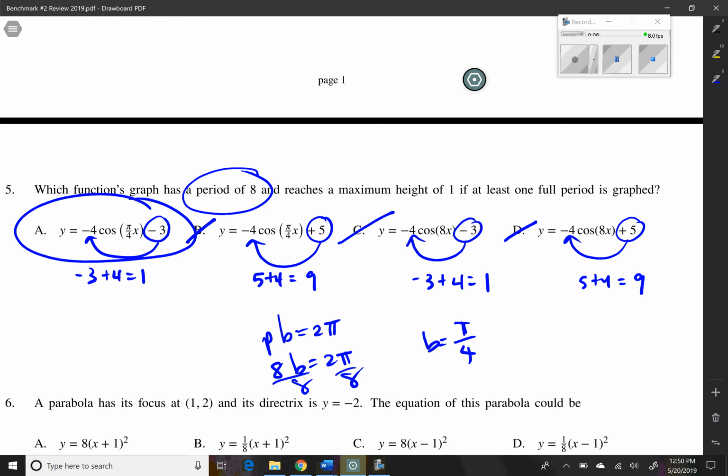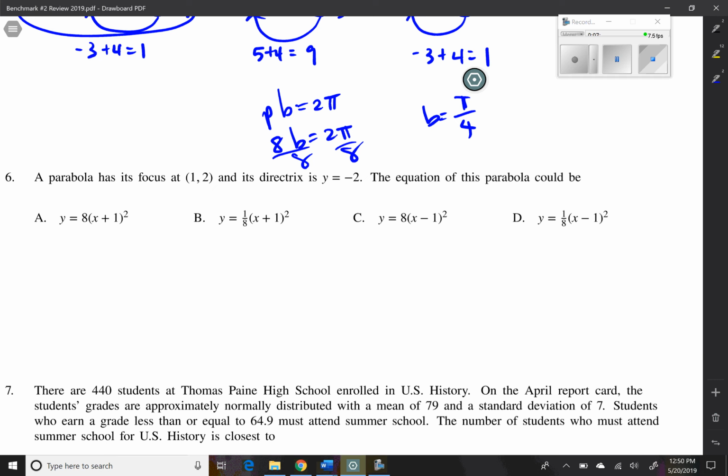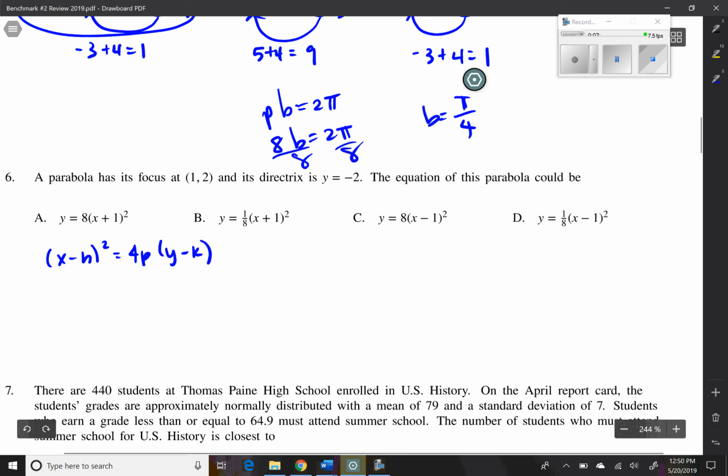Moving right along, number 6. So number 6, there's an equation for the focus and the directrix. It's the equation of a parabola, essentially, that we have here, right? So one of the things that we said was x minus h squared equals 4p times y minus k, where h and k are your vertex. Well, it gives us enough information to find the vertex and to find p. We just have to plug it in and solve.